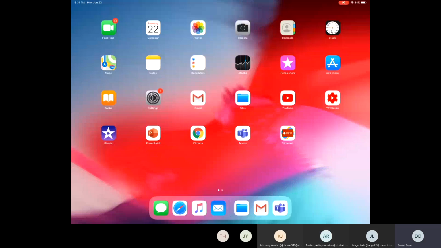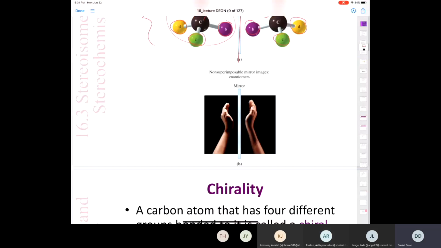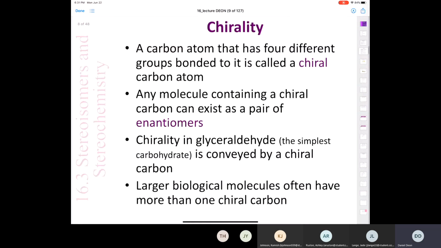Okay, so non-superimposable mirror images are enantiomers. So chirality is when you have a carbon atom that has 4 different groups bonded to it, it is called a chiral carbon atom. Any molecule containing a chiral carbon atom can exist as a pair of enantiomers, which are non-superimposable mirror images. The chirality in glyceraldehyde, that little molecule I circled in red a few minutes ago, which is the simplest possible carbohydrate, is conveyed by a chiral carbon, right?